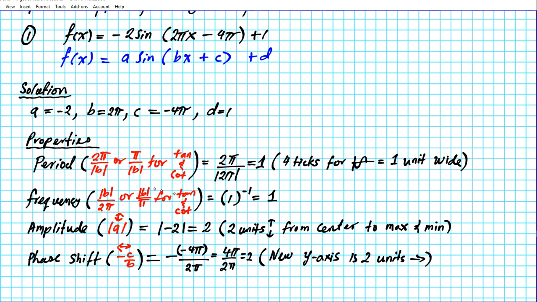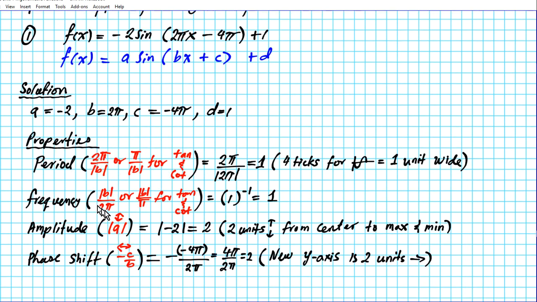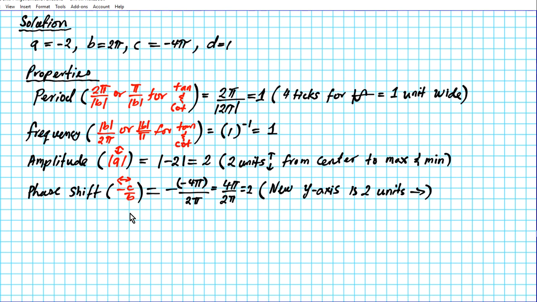Okay. All right, so we have our phase shift down. That's our shift left or right. How do we determine the shifts up or down? That movement up or down is known as vertical movement. So let's figure out what our vertical shift is. Our vertical shift is given by the d value.